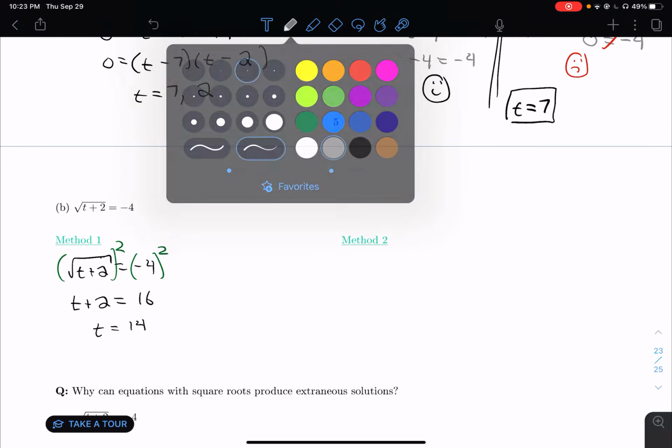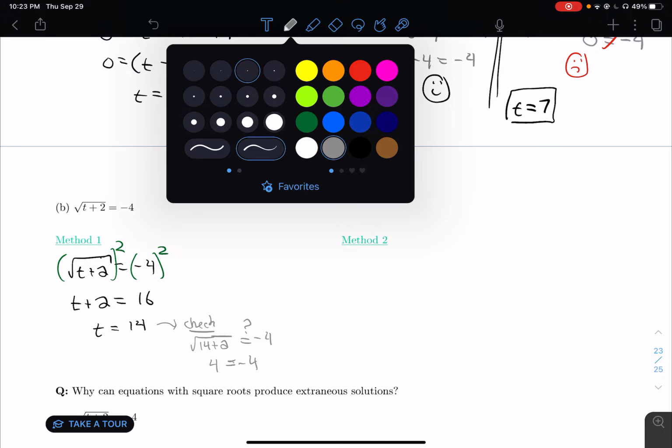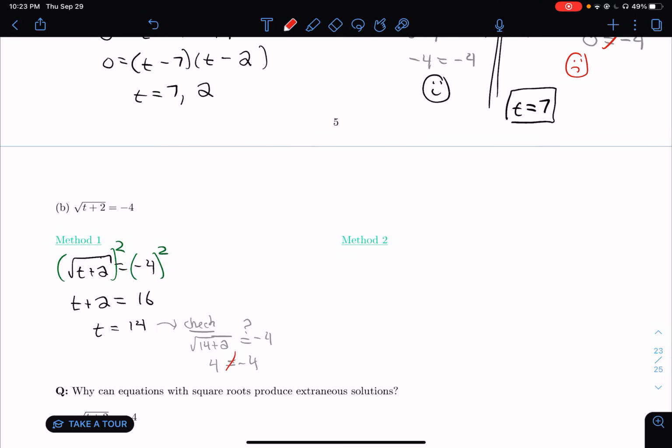But if I check this, and I plug it in, I'll get square root of 14 plus 2. And does that equal negative 4? Well, no, because the left-hand side is positive 4. The right-hand side is negative 4. And those are not equal. Okay, so that means this answer, 14, is extraneous. So I only got one answer, and it ended up being extraneous. So that means there's no solution. There is no solution to this equation.